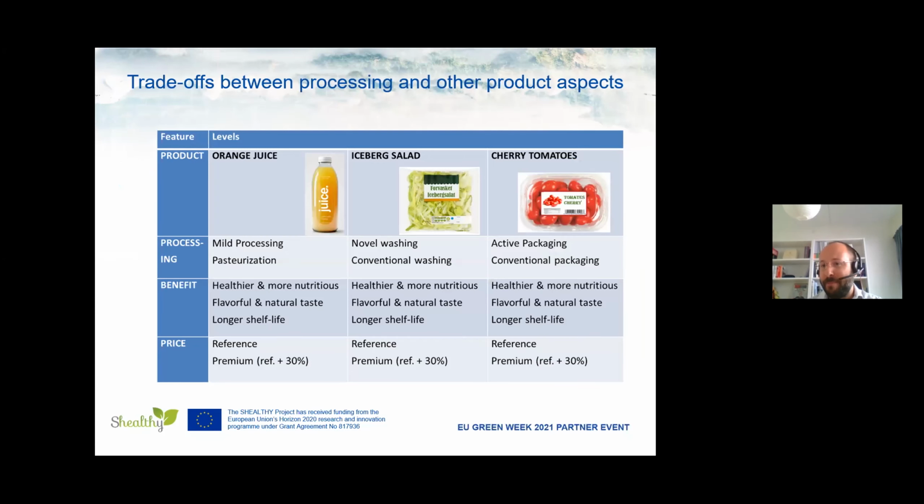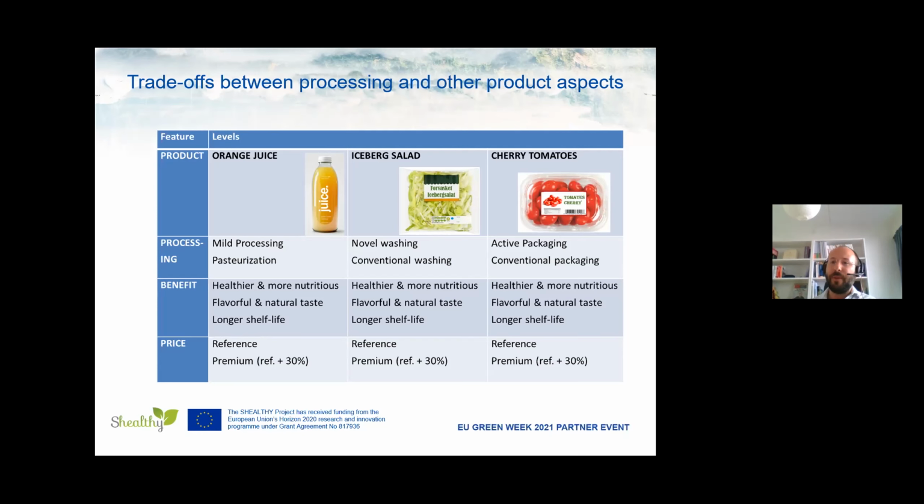So the main part of the survey was a choice task where we presented them with different case studies related to some of the products that we work with in the SHEALTHY project. One was about juice, and one was about iceberg salad and cherry tomatoes, and this represented three different processing methods: high pressure processing versus pasteurization in the juice case study, novel versus conventional washing in the iceberg salad, and active versus conventional packaging in the cherry tomatoes.